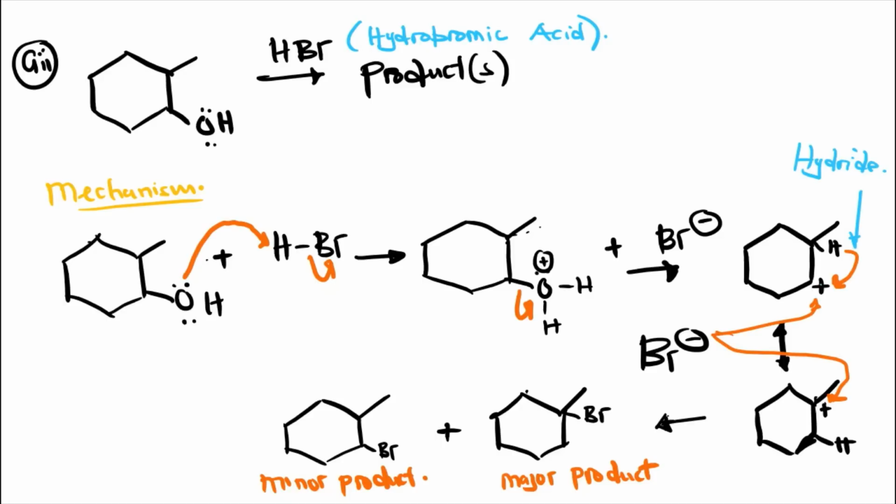But of course, this product here is going to form as well, because before the carbocation shifts, this bromide, the negatively charged, might attack it there. So this is going to form as a minor product. Okay, so this is how the reaction mechanism happens when an alcohol reacts with an acid.